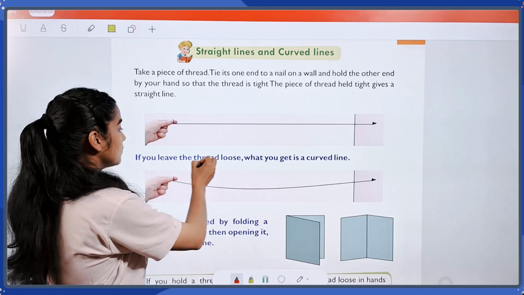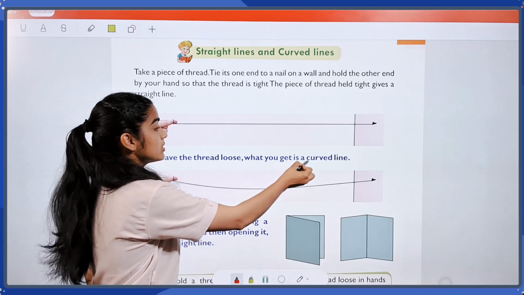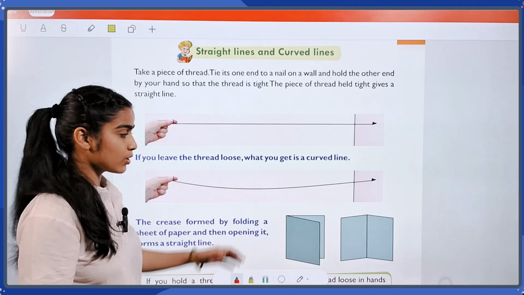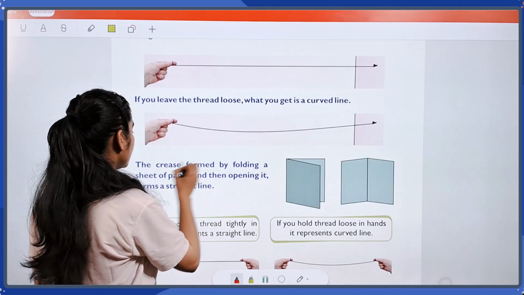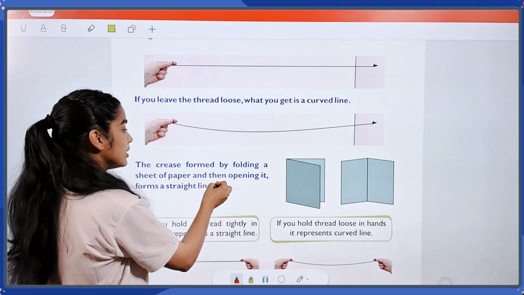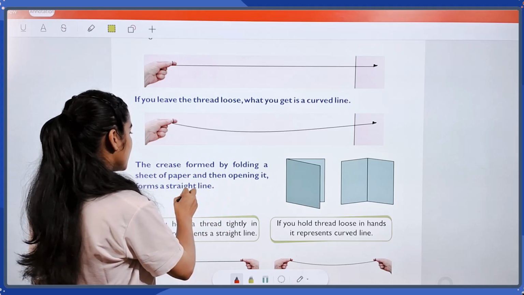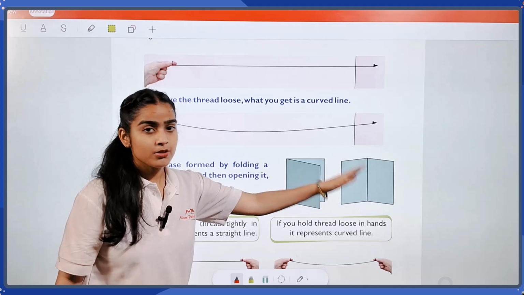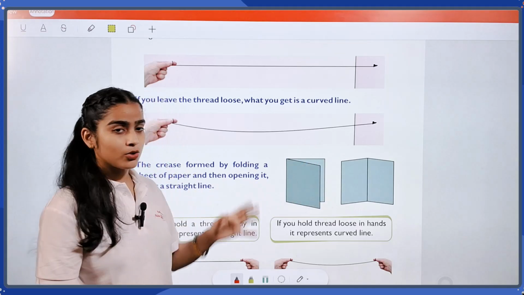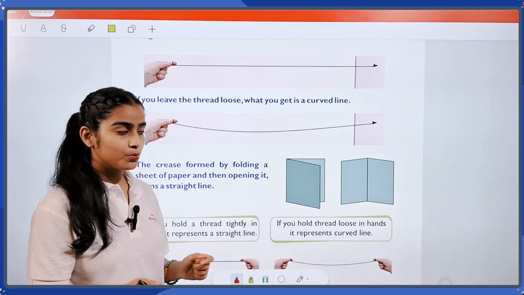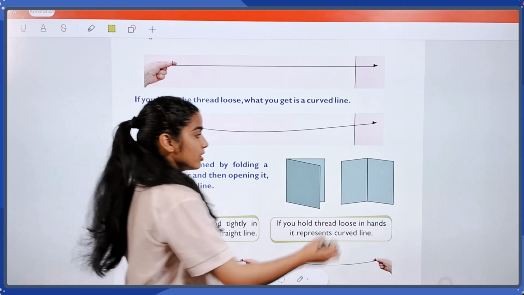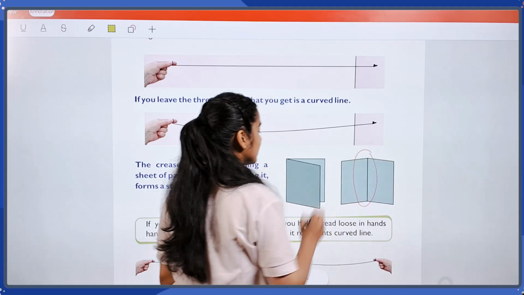If you leave the thread loose, what you get is a curved line. So if you make it loose, what do you get? You get a curved line. The crease formed by folding a sheet of paper and then opening it forms a straight line, right? If you want to check it right now, take a piece of paper from your notebook and fold it. You will find a straight line like this.